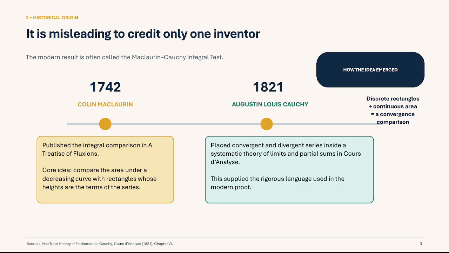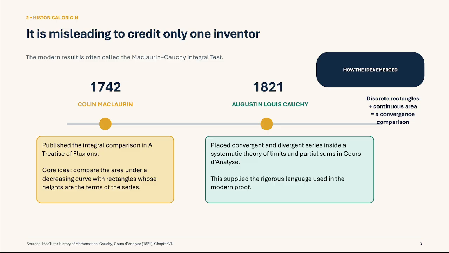If we talk about its historical origin, it would be inaccurate to attribute the integral test to only one mathematician. In 1742, the Scottish mathematician Colin Maclaurin published the basic integral comparison in his book, A Treatise of Fluxions. Maclaurin's idea was geometric. He compared the terms of a series with rectangles placed under or above a positive decreasing curve. This allowed him to compare infinite sums with an area.